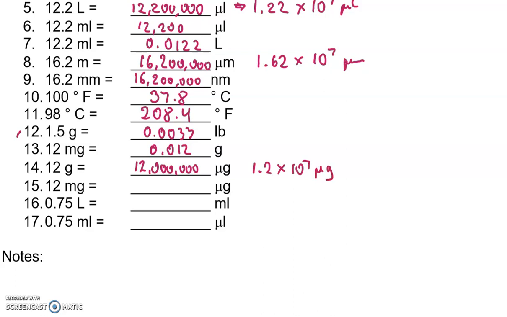On 15, 12 milligrams to micrograms, so that's 3 decimal places, that's 12,000 micrograms. And from 0.75 liters to milliliters, we need to move the decimal 3 places to the right, so that's 750 milliliters. And 0.75 milliliters to microliters, that's also 3 decimal places, and that also gives us 750 microliters. So we're done with page 7.